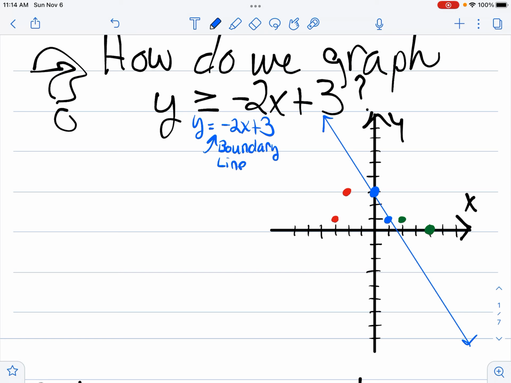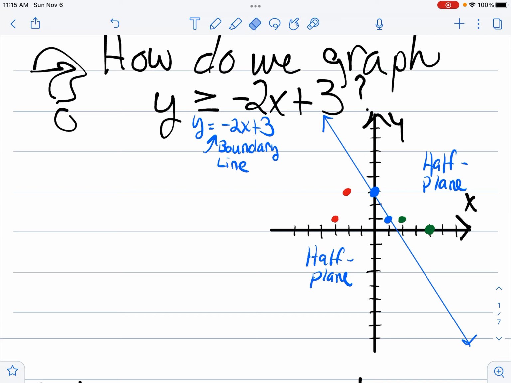And what it does is it divides our coordinate plane into two half planes. So a half plane would be this area right here, and this plane right over here. They're both called half planes. But only one of those two half planes is going to be the solution for this inequality. And I tend to call that the solution zone.